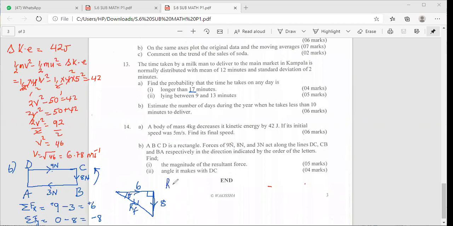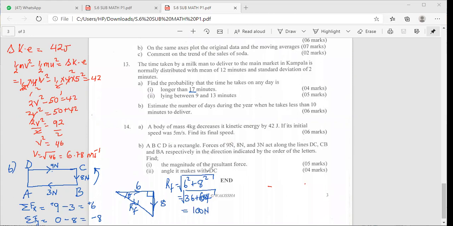The resultant force can be got from the square root of 6 squared plus 8 squared, giving us 36 plus 64 under the root. The answer is 10 newtons.